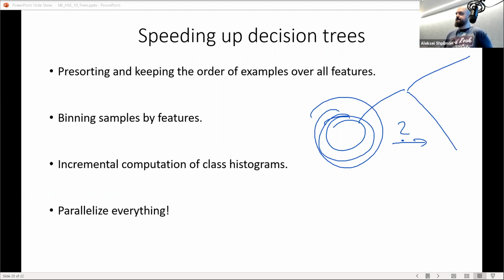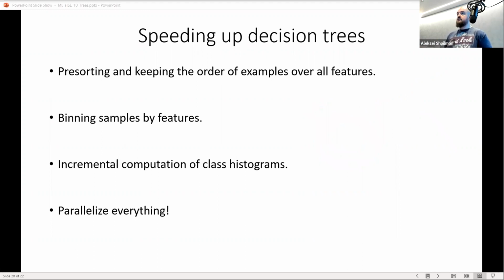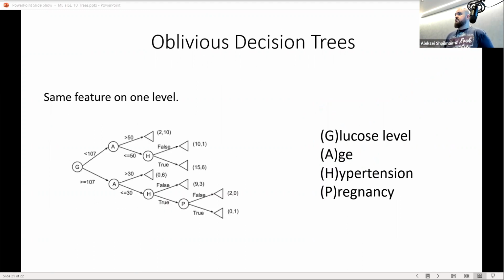Okay. Now, the last thing we're going to talk about today are different types of strange trees. What am I talking about? The first one is the oblivious decision tree.